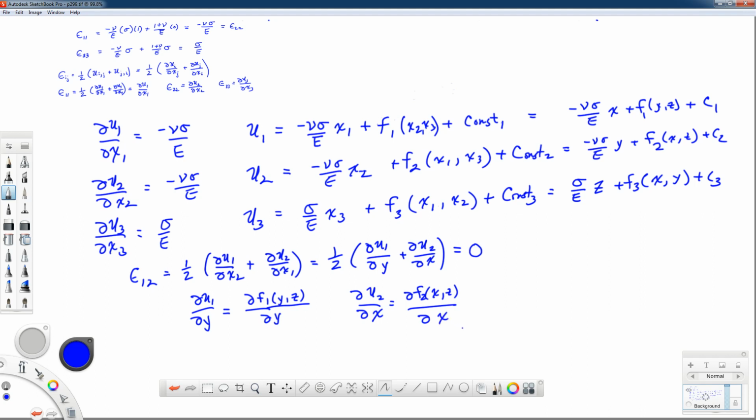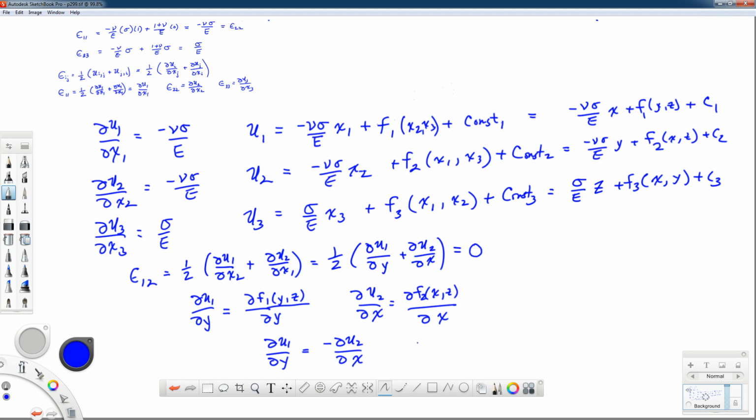x. Now the equation I just wrote down with the shearing strain equal to 0 will mean that the partial derivative of u1 with respect to y is equal to minus the partial derivative of u2 with respect to x.